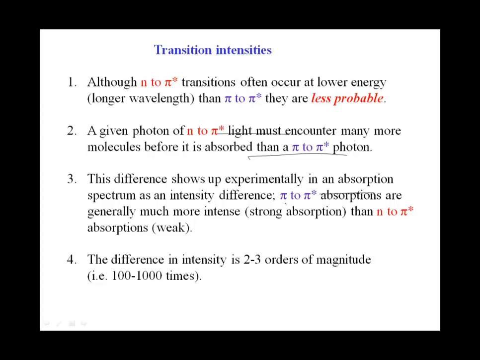So pi to pi star transitions are generally much more intense than n to pi star absorption. So this is the way you identify them. There's a difference in energy, and also now there's a difference in the intensity. So if you're asked to identify them in a molecule, you can do that. Here we just say that in a more quantitative way, it's about 2 to 3 orders of magnitude difference in the intensity.